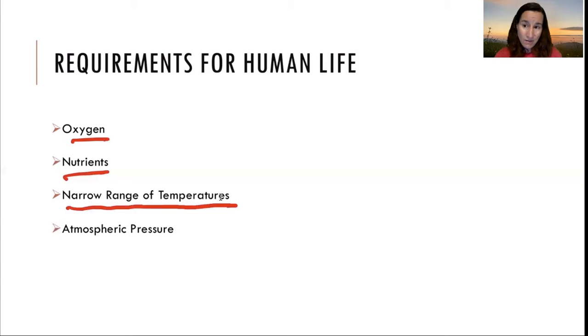So hyper is a lot. Hypo is not enough. Hypothermia is too cold. Your body is too cold, and you need to warm back up. Both of these conditions, hyperthermia and hypothermia, can lead to death.